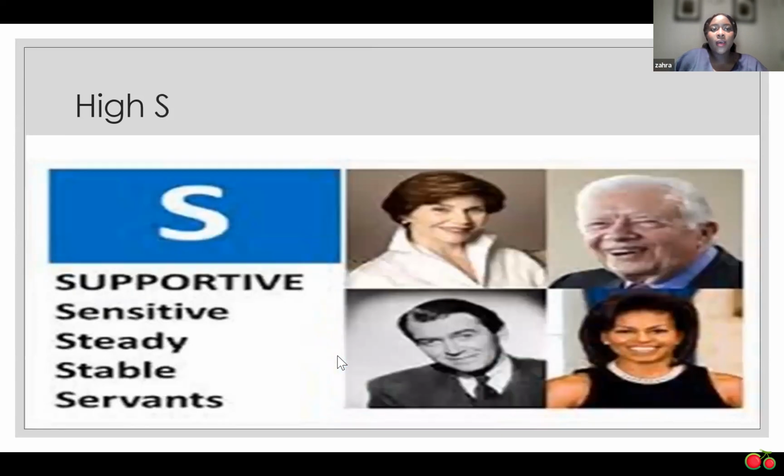And then there's the high S. The high S are easily overlooked because they're often the quiet ones. They don't speak up or attract attention. They're not compelled to make decisions. Instead, they rather go with everyone's decisions because they want to minimize conflict. They're people oriented and prefer being in a relaxed environment. If you have a high S in your team, try to have one-on-one conversations with them, because this helps you communicate with a high S.